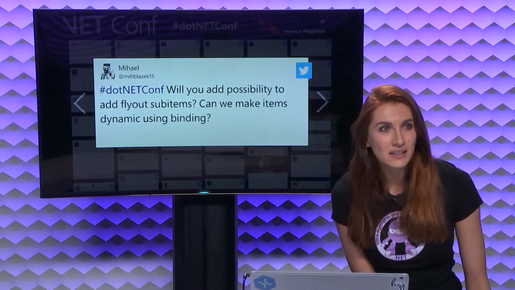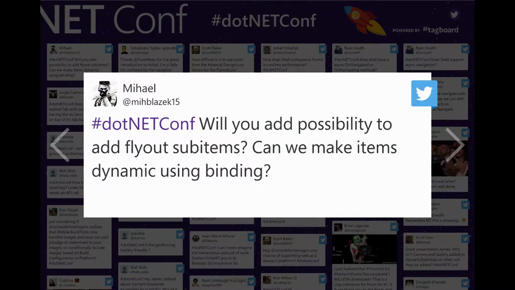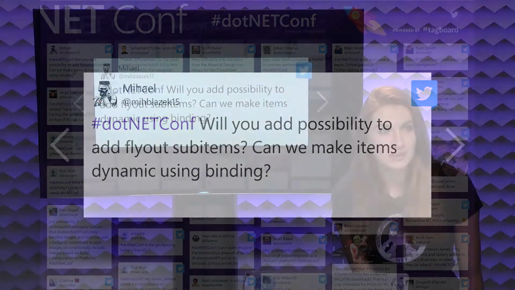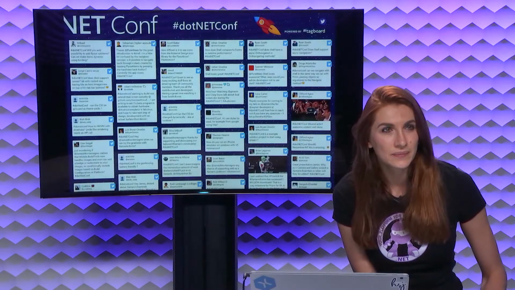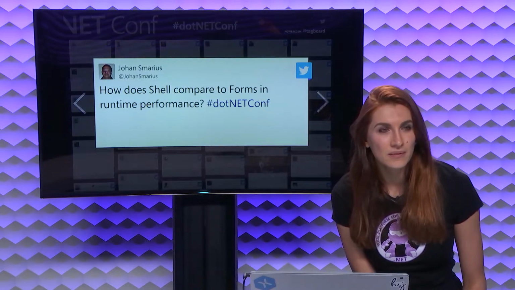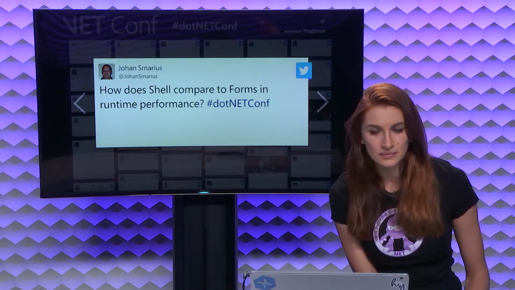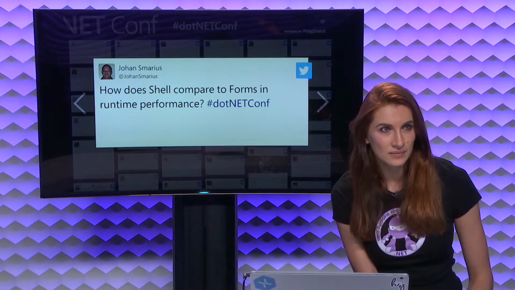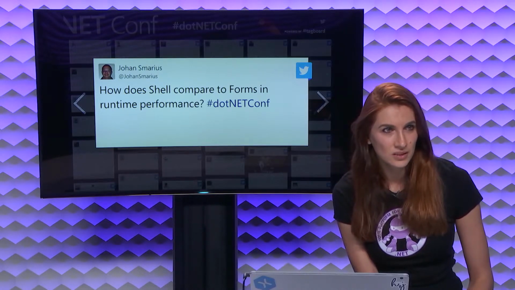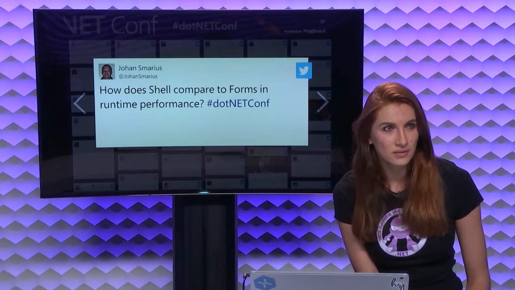Perfect. All right, next question from Michael. He would like to know, will you add the possibility to add flyout sub-items? Can we make items dynamic using binding? Yeah, I think I mostly follow that. So with the templates, you can bind into the templates. The nice thing about the templates is you can set up this template, and then you can set up the binding here. This binding here binds into the view model at the shell level, or you can set the binding context here onto each one of those things and bind to it.